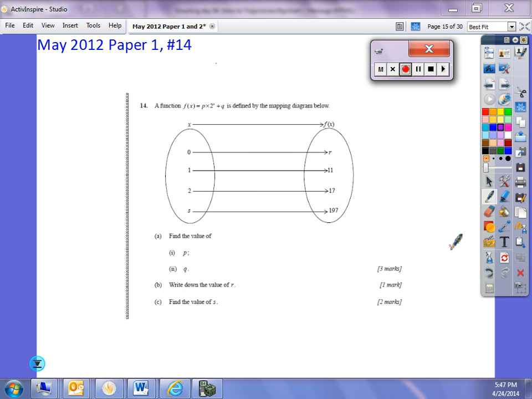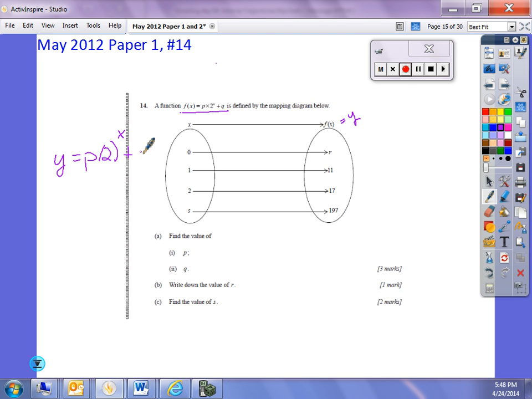In problem 14 of paper 1, May 2012, we have a mapping. You're given a set of x values and they are mapped to a set of y values. We've got some missing pieces here, and we've also been given an exponential function. I would rewrite that function as y equals p times 2 to the x plus q.